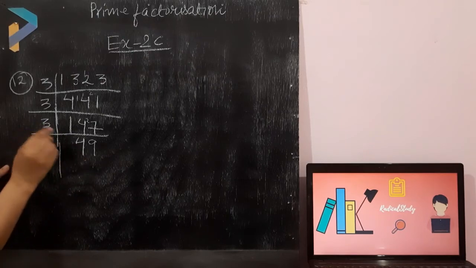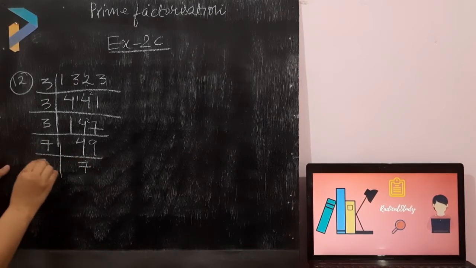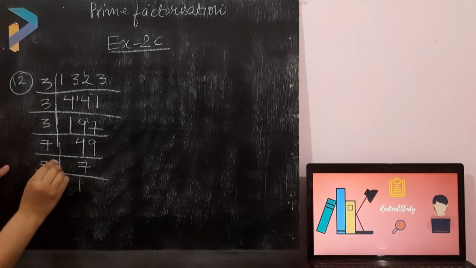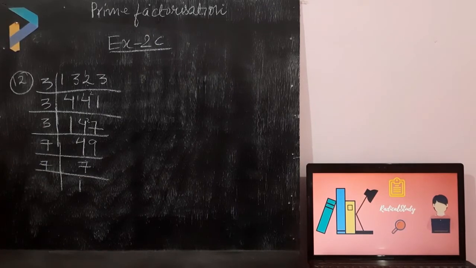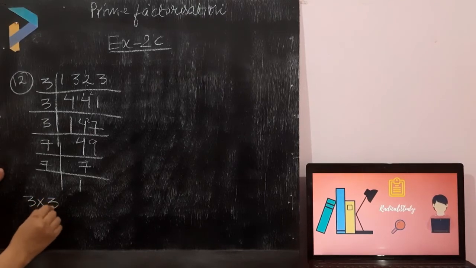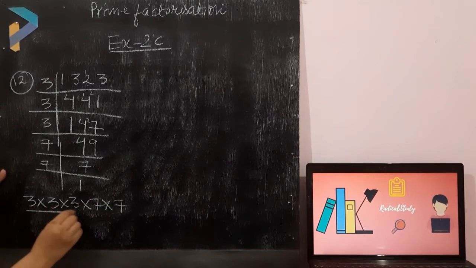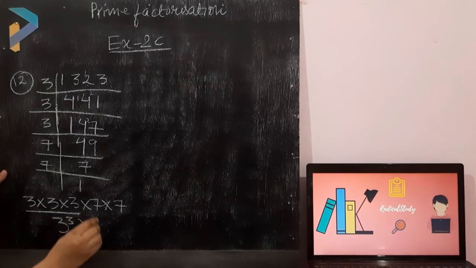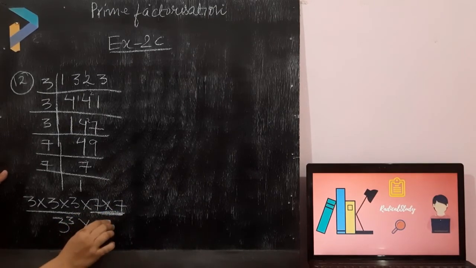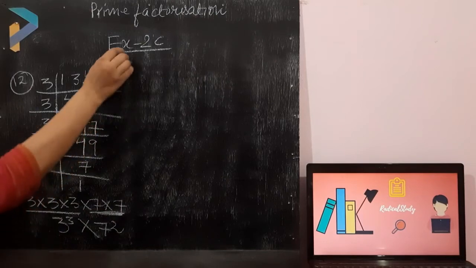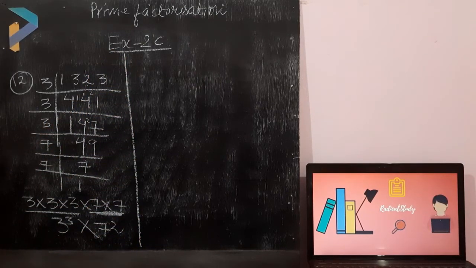I don't think that it can be divisible. So I will divide it by 7. So 7 7s are 49 and 7 1s are 7. So this is how we will do the prime factorization of 1323. So I am writing it for you. 3 multiplied by 3 multiplied by 3 multiplied by 7 multiplied by 7. How many times 3 is there? 3 is 3 times. So 3 to the power of 3. And how many times 7 is there? 7 is 2 times.